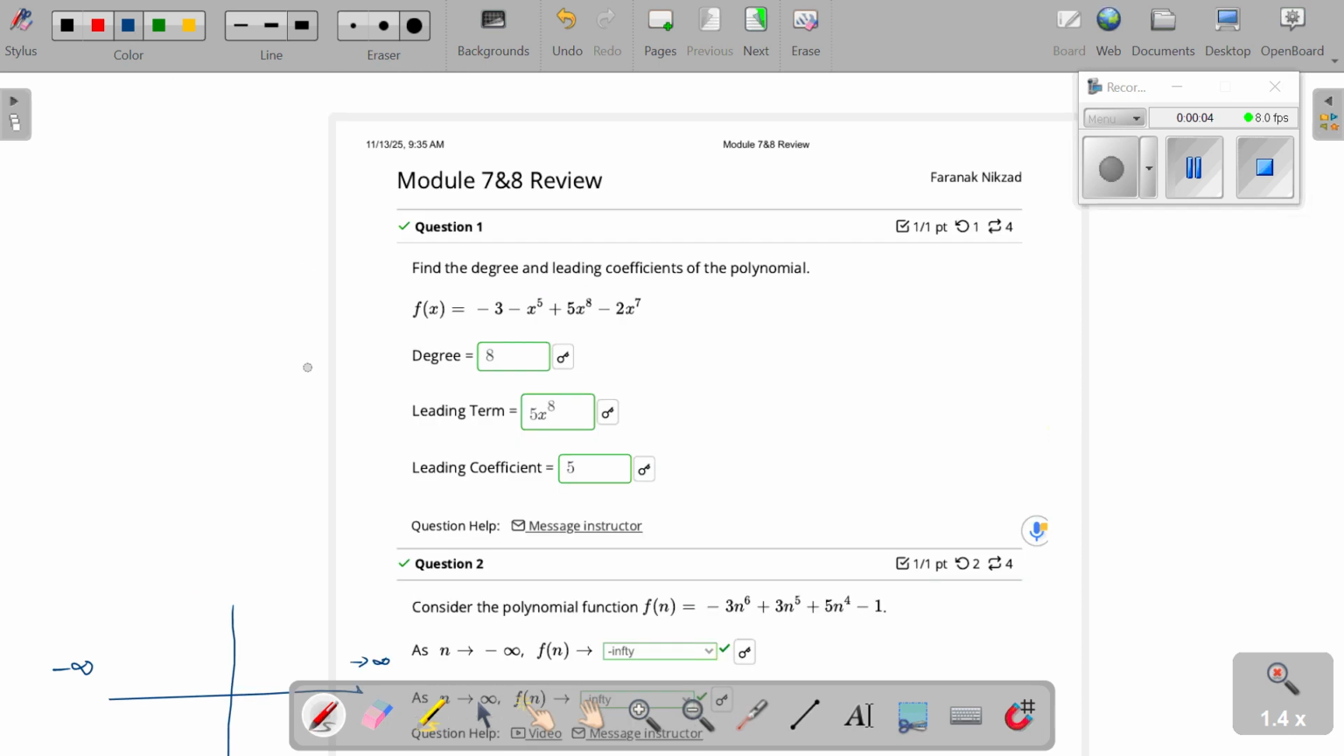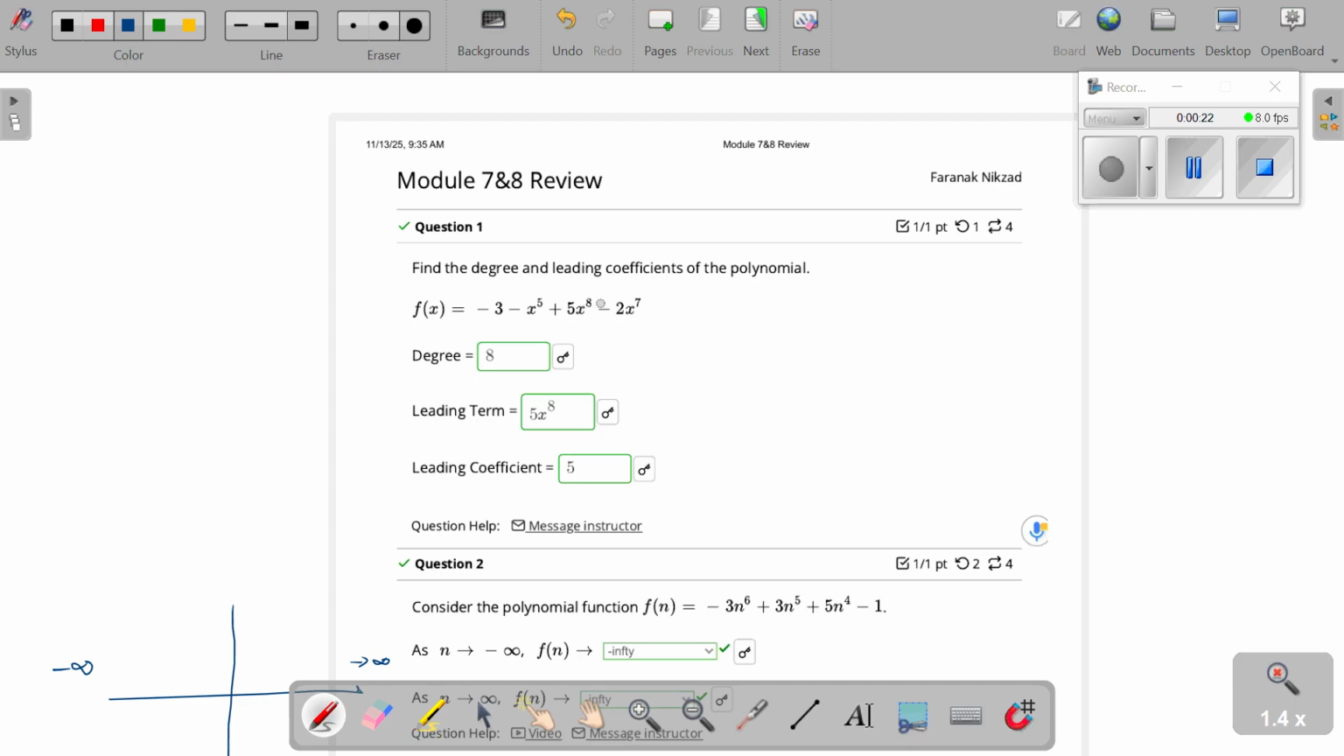Everyone. We're going to work on Unit 7 and 8 review together. First question is asking us to find the degree and the leading coefficient. This polynomial is given. Degree of the polynomial is the exponent of the term which has the highest power.